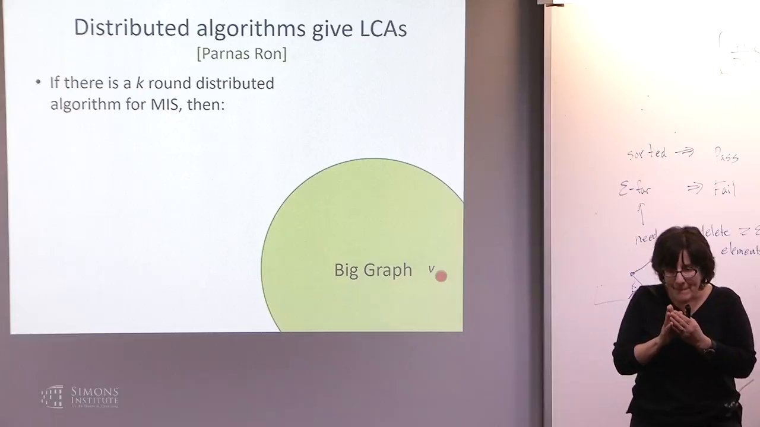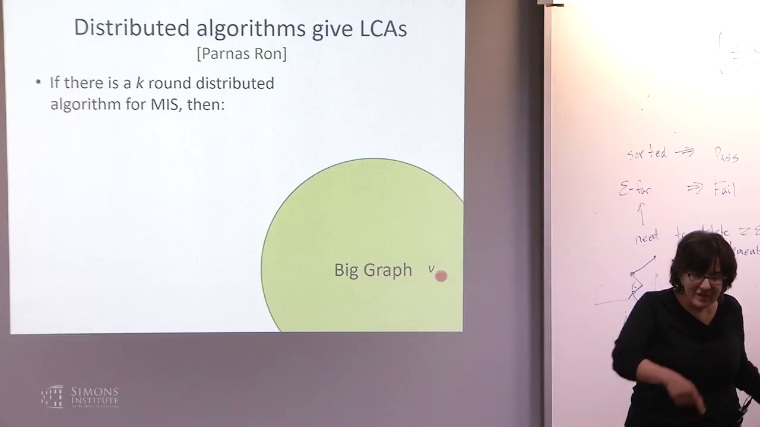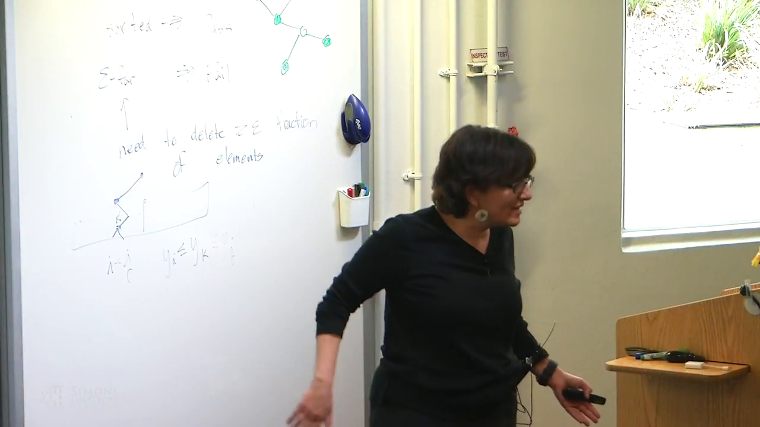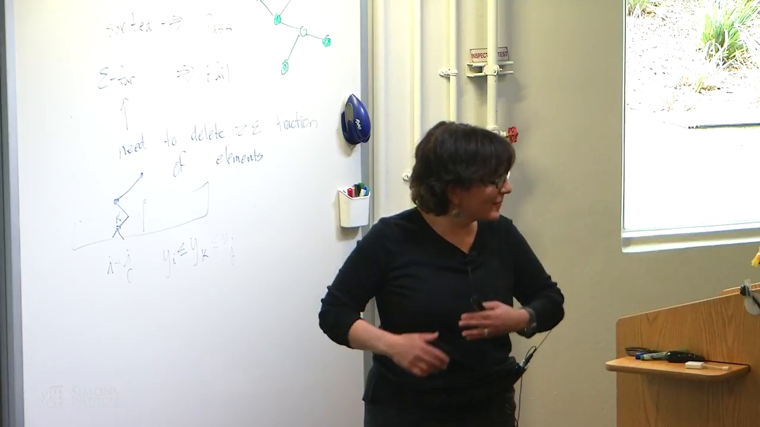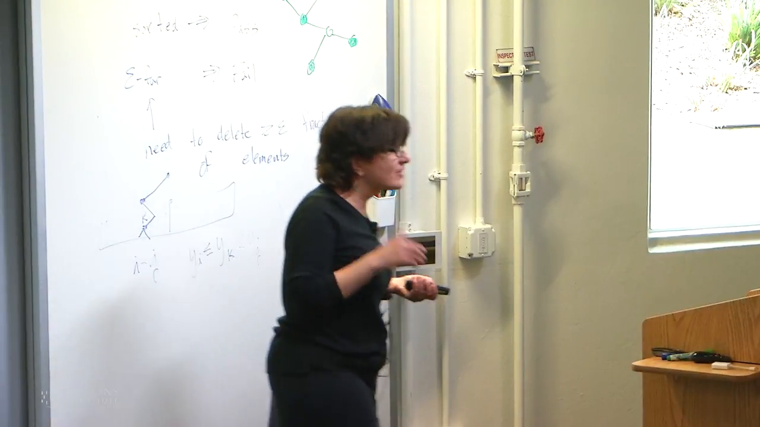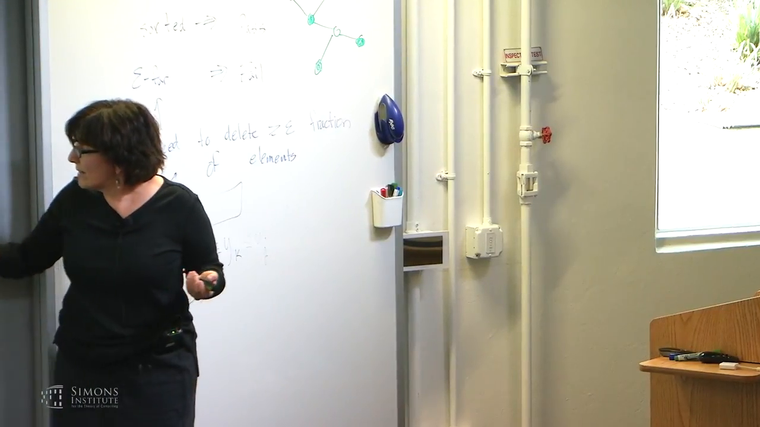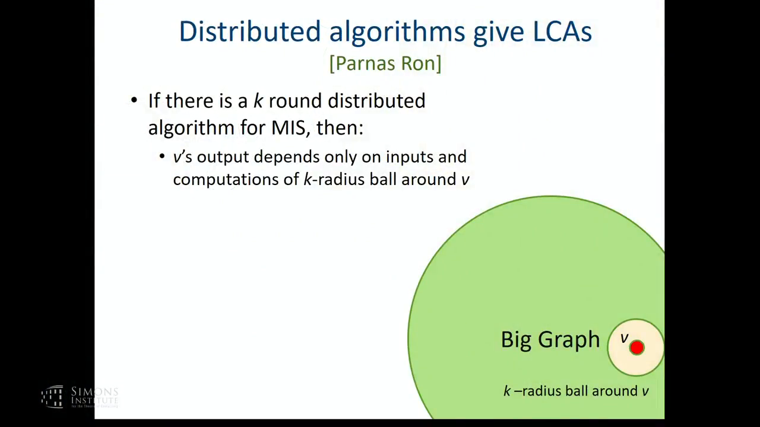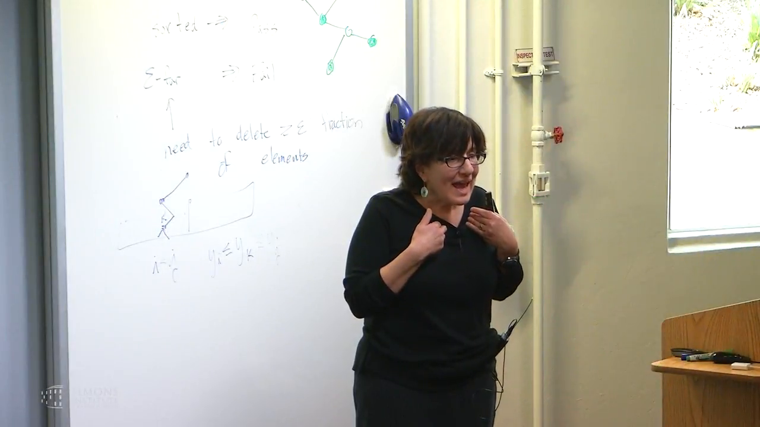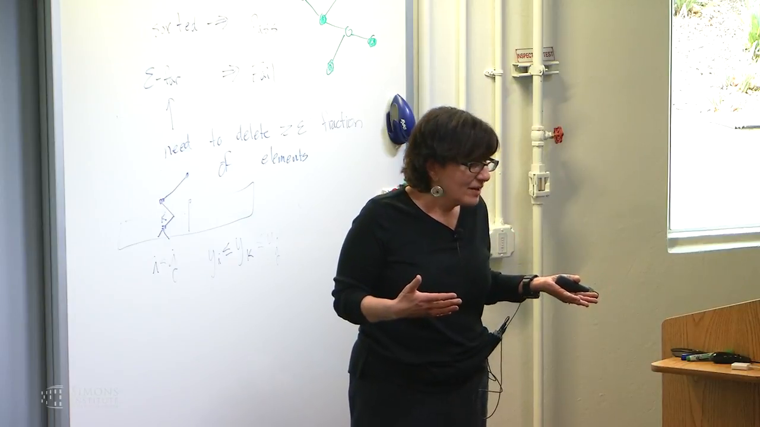Now, what do they get to do in a round? In a round, everybody gets to talk to their neighbors. I get to send each neighbor its own message, and I get to receive a message from each one of my neighbors. So if I have a k-round distributed algorithm for some problem, what can it depend on? Let's think. If I have a one-round algorithm for something, what can it depend on? My answer has to depend only on my neighbors, because that's all I can hear from in one round.